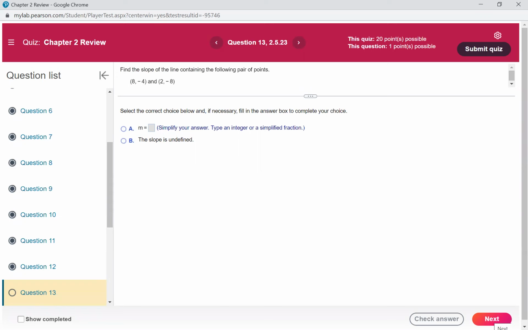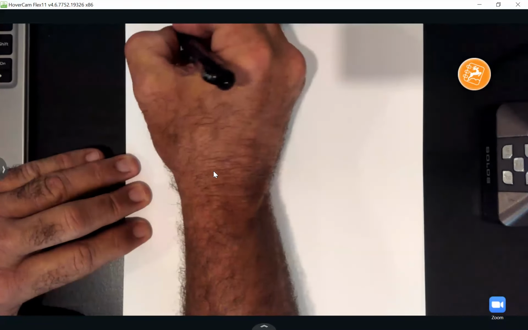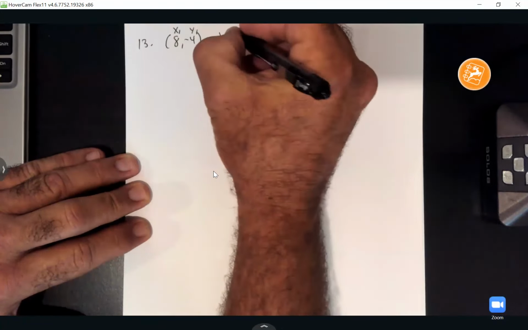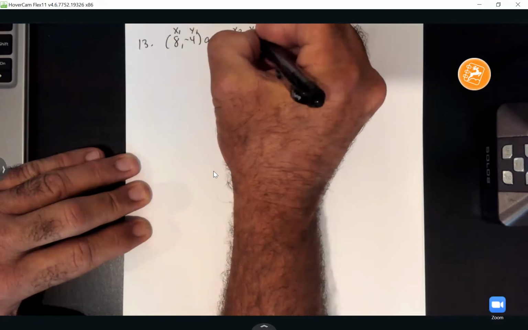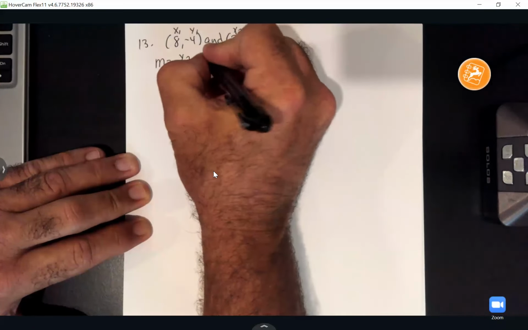All right, so this one I have no choice because I don't have a graph to count. So for 13, I'm finding the slope of an 8, -4, and a 2, -8. All right, y'all, so let's go find that slope. So remember, before they gave me a picture, I could do it either way. This one, I'm sort of stuck. So I'm going to go x1, y1, x2, y2. And we're going to plug them into our slope formula.